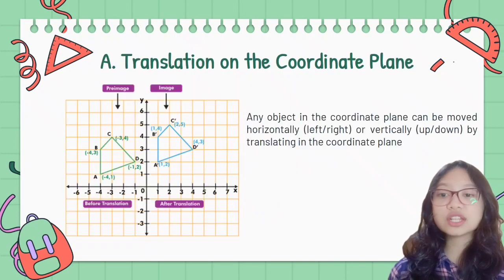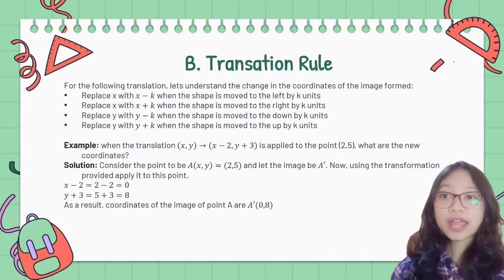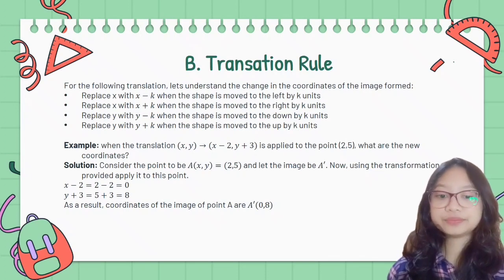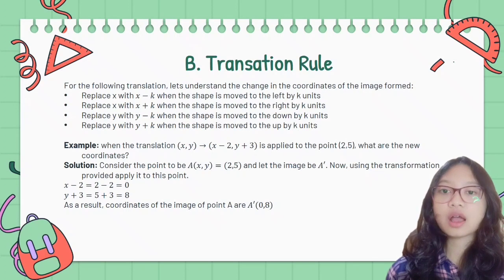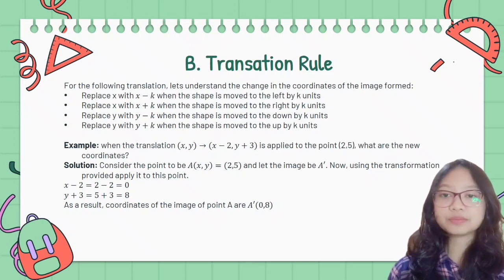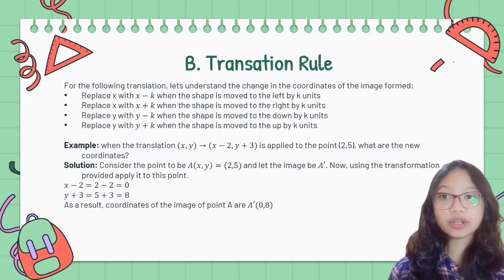When the translation (x, y) into (x minus 2, y plus 3) is applied to the point (2, 5), what are the new coordinates? Okay, let's check out the solution. Consider the point to be A (x, y) equal to (2, 5), and let the image be A accent. Now, using the transformation provided, apply it to this point.